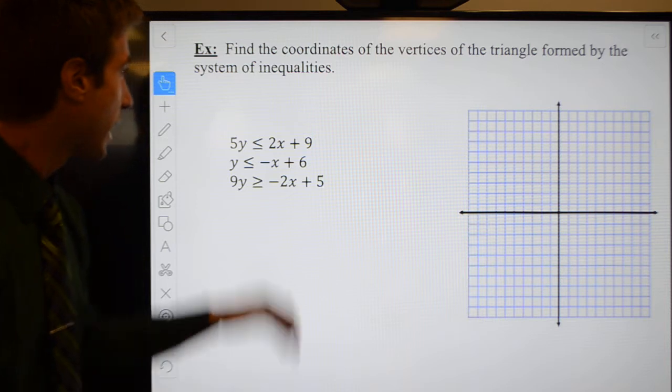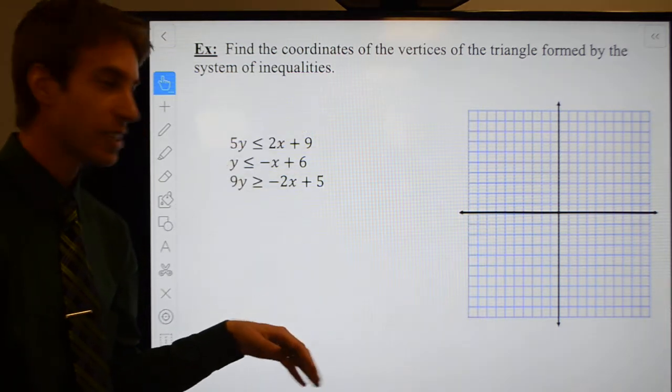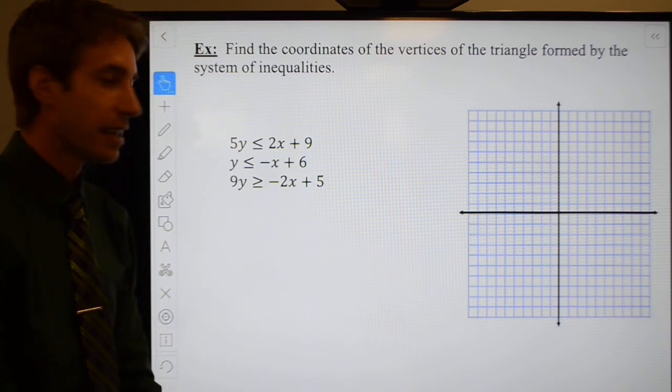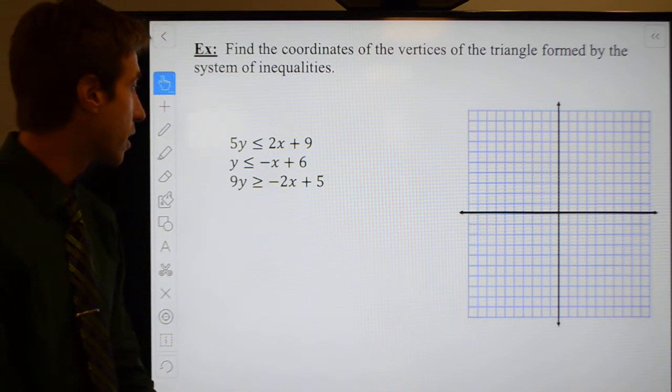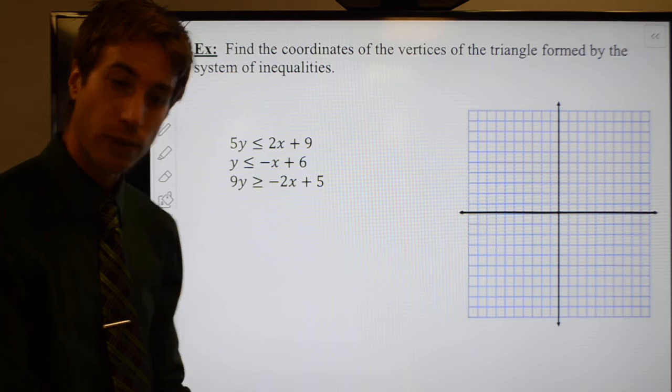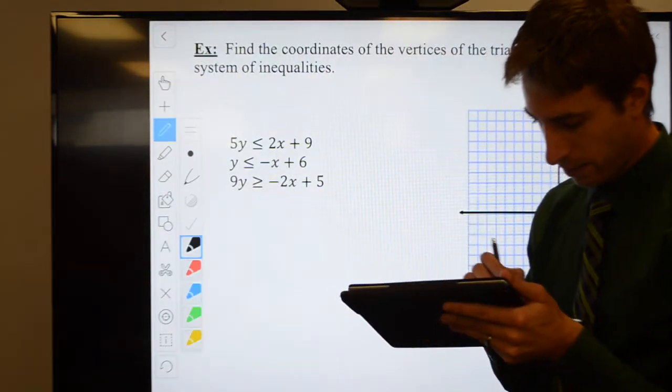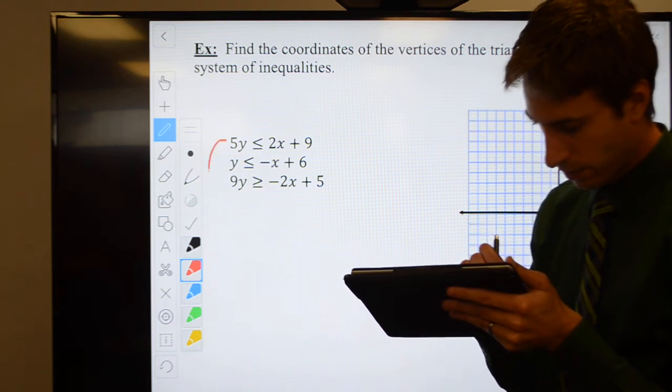Same thing here. I give you three inequalities. We need to graph them in order to find the triangle that is formed and figure out the vertices of this triangle. So here we go. Let me step over here so I'm out of the way, and we'll do the exact same thing. We'll do this one first.